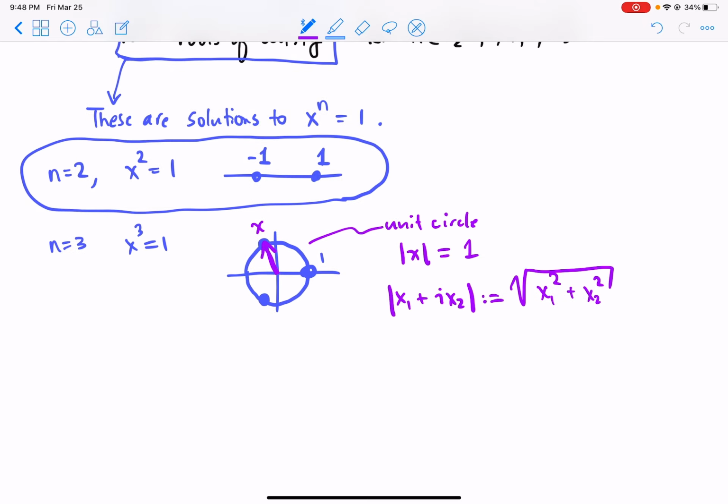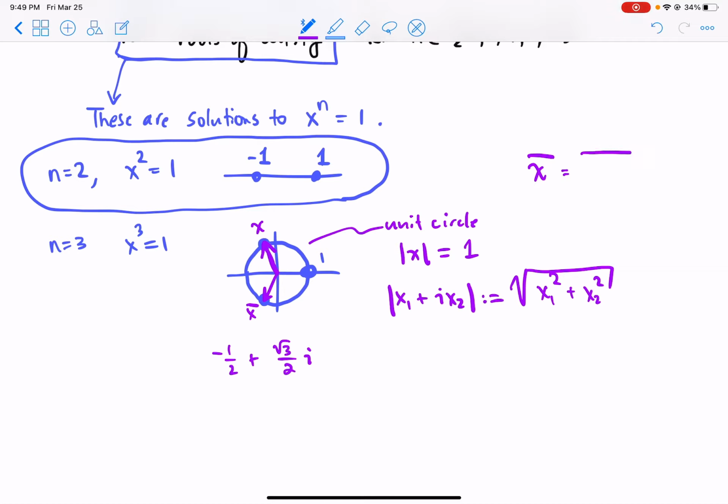But anyway, what is this number? Well, it happens to be minus a half plus root 3 over 2 times i. And then actually the other one is just the complex conjugate of this. So remember, x bar is the complex conjugate. So if this is x, then this is x bar down here. All we do is we just flip over the real axis.